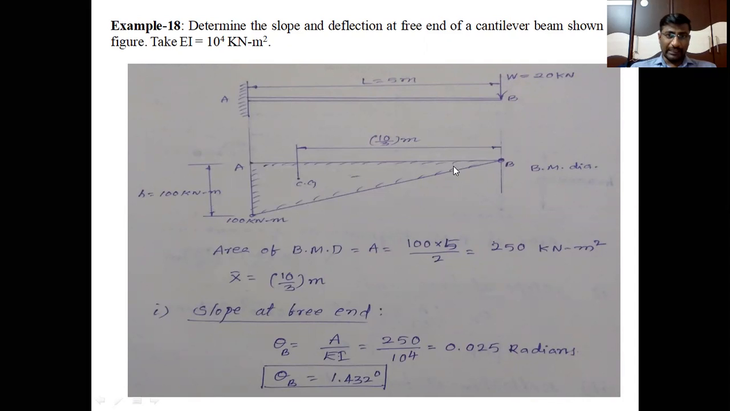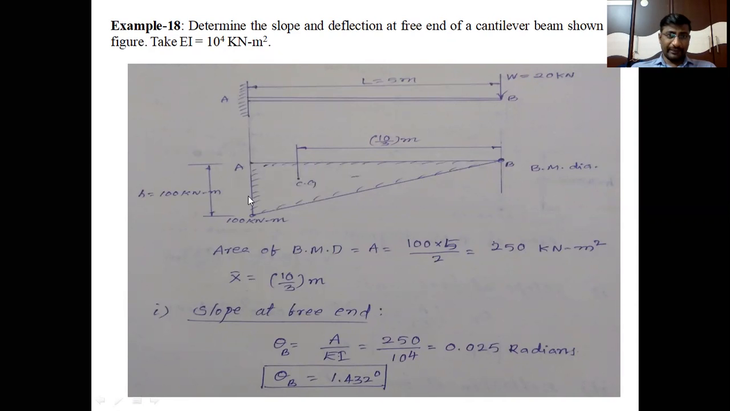After drawing the bending moment diagram, locate the center of gravity for that bending moment diagram. How to locate the center of gravity? The center of gravity is at a distance of L into n plus 1 by n plus 2. Here L is how much? 5 meters. The length of the bending moment diagram is 5 meters.